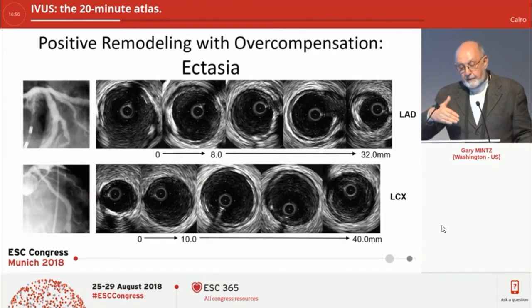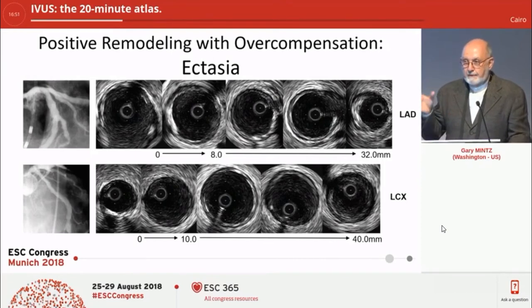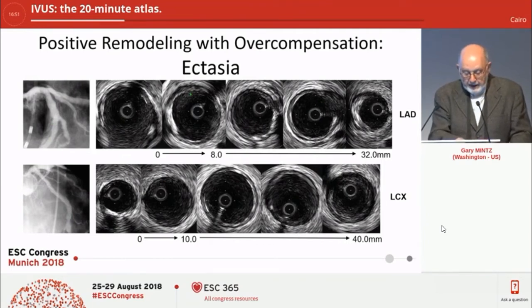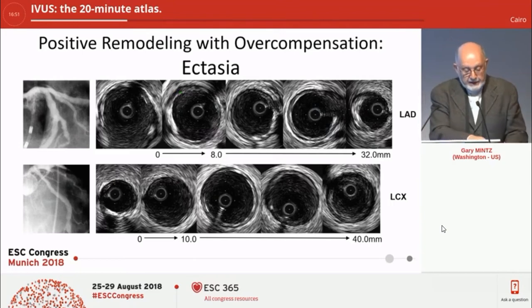You can also have overcompensation. That is, remodeling is greater than the plaque deposition, and that is what is responsible for ectasia. So here you see a patient with ectasia in the LAD and in the circumflex. Look how large the lumen is. Of course, there's atherosclerosis, but the vessel has overcompensated so that the lumen actually grew, and that is what we see reflected in angiographic ectasia.